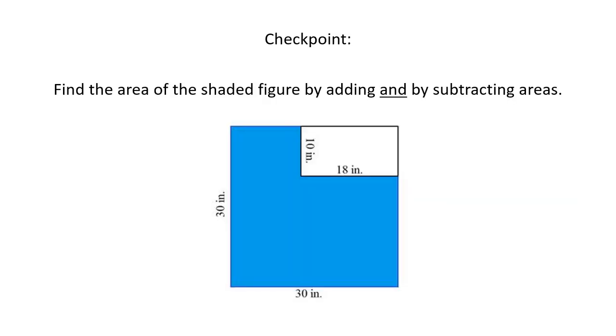So for your checkpoint problem, here's this shape that looks vaguely like a western state. So I want you to find the area of this, but by doing it by addition and by doing it by subtraction. So look at this problem in both ways. Think about both approaches, and hopefully that'll help tune your eye to solving this by addition as well as by subtraction.